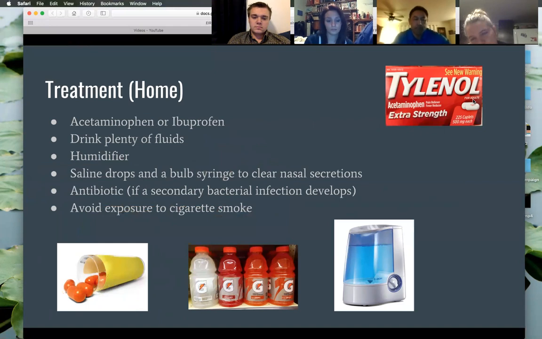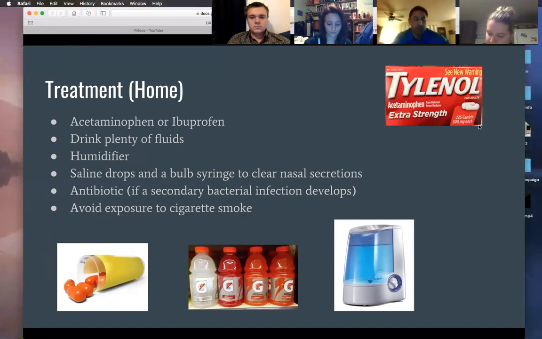Hi, my name is Villaneda, and I will be talking about the different treatments and how to prevent and control the spread of RSV. Most cases of RSV can be managed at home under the direction of a physician. Some of the treatments for RSV may include over-the-counter non-aspirin medications such as acetaminophen or ibuprofen, which can be used to reduce fever and relieve discomfort.